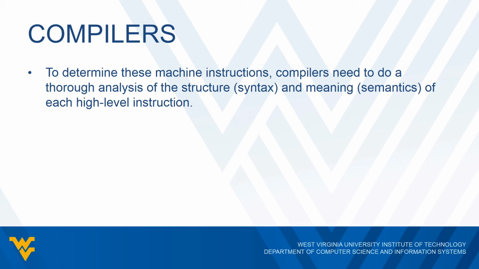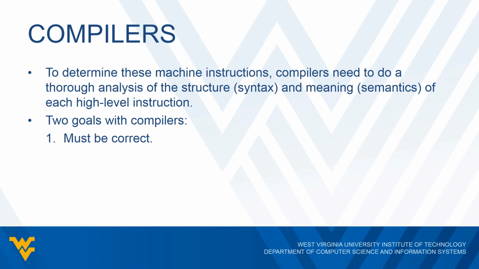To determine which machine language instructions must be generated, a compiler simply can't look up a name in a table. Instead, it must do a thorough linguistic analysis of the structure or the syntax and the meaning or the semantics of each high-level language statement. And this is far more difficult than just a simple table lookup. In fact, building a compiler for a modern high-level programming language can be one of the most difficult system software projects. So when performing a translation, a compiler has 2 distinct goals.